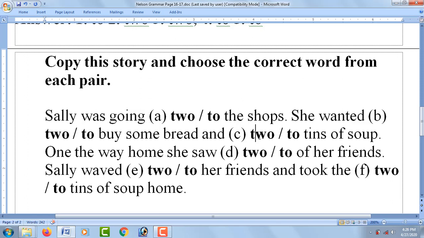It is mentionable that TWO is used before nouns only. On the way home, she saw two of her friends. Yes, two of her friends. Shelley waved to her friends, here also indicating direction, and took the two tins of soup home. Two tins of soup.